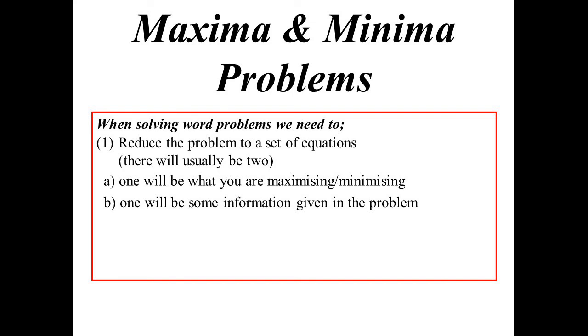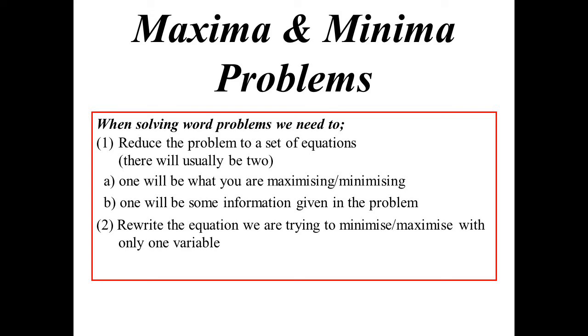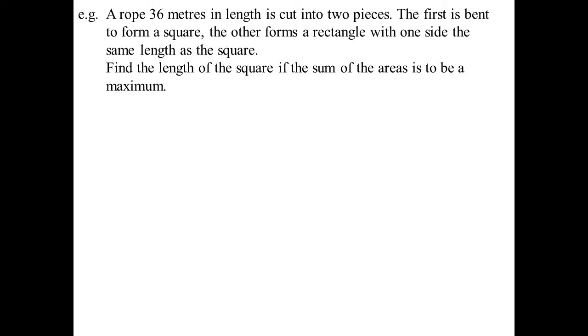The other one will be some information in there that will link the problem together. They might tell you the amount of material that you have to make something with or something like that. So that's the other equation usually. So then what we do is rewrite the equation that we are trying to minimise or maximise, so it's only got one variable in it. Then that way we can start using calculus, because we can say, oh, well, how does A change as B changes, that sort of thing.